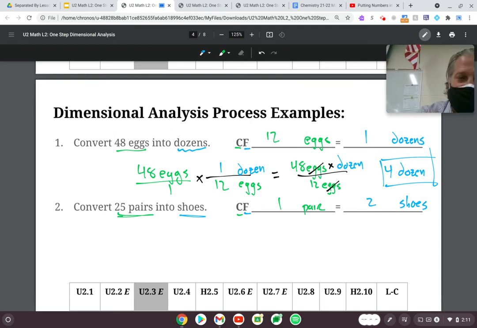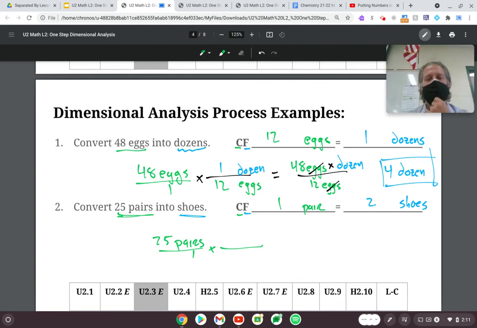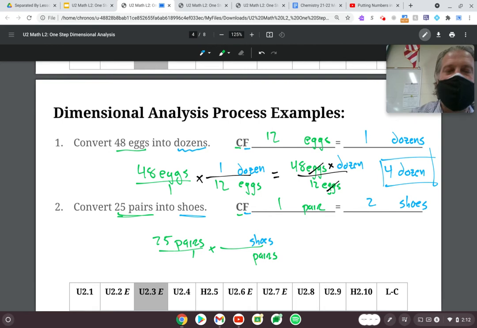So I'm going to take my given piece of information. So I'm going to take the 25 pair, put it over 1. And then I'm going to go ahead and set this up so my conversion factor has pairs on the bottom, shoes on the top, and fill in my value.